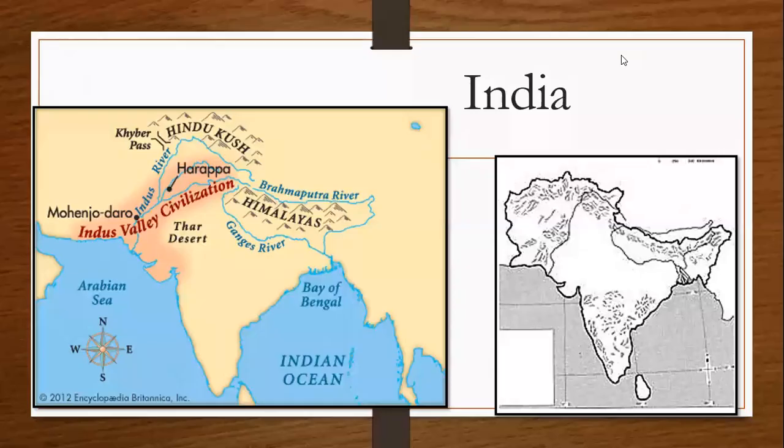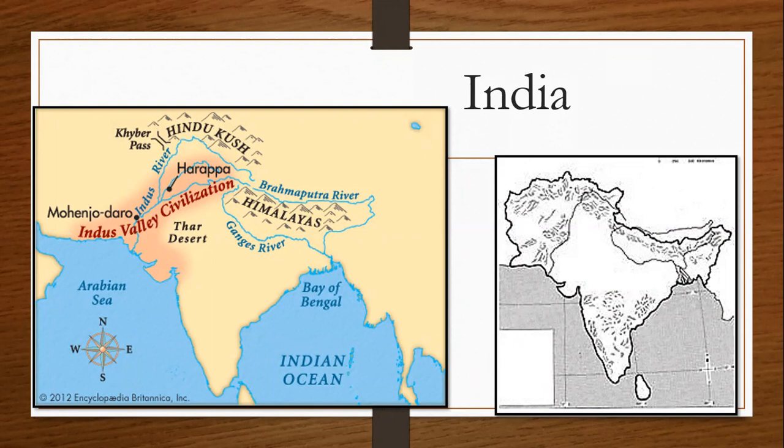All right, everybody, welcome back to World History 1, where we're going to be continuing our series on the ancient civilizations. Today, we're going to be taking a look at two civilizations. That would be ancient India and ancient China. So, obviously, we're starting with India first.